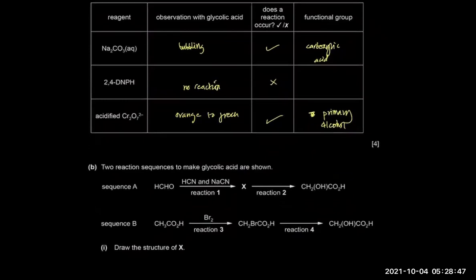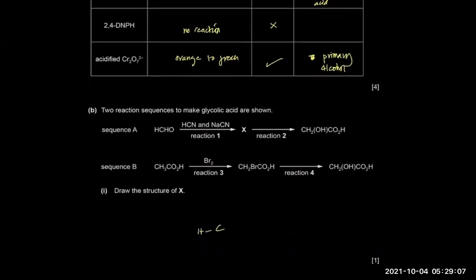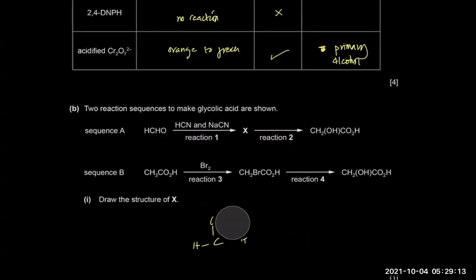Two reaction sequences to make glycolic acid are shown. In the first sequence, we take this aldehyde HCHO and add HCN to it in the presence of NaCN. So draw the structure of X. So addition of HCN. पहले हमारे पास था, hydroxynitrile बनेगा ना. We had methanal, right? This is what we had, and what we've done is we've added HCN. This is nucleophilic addition, if you guys remember. So what we've done is we've done this. Addition of HCN.